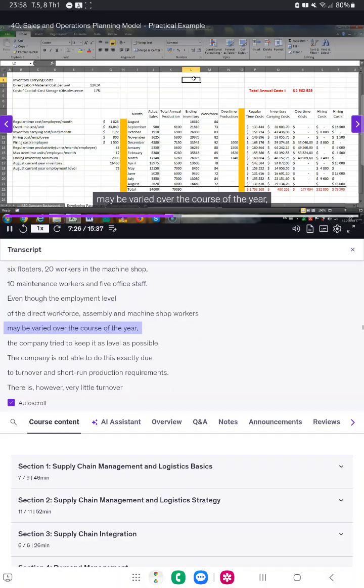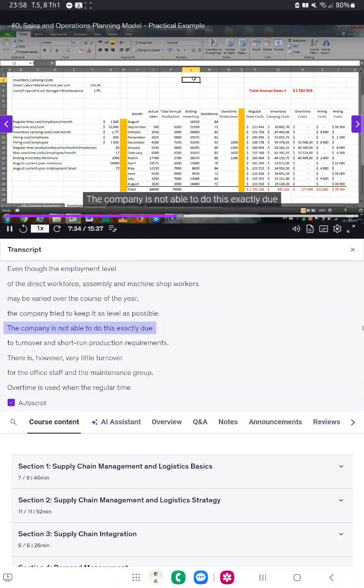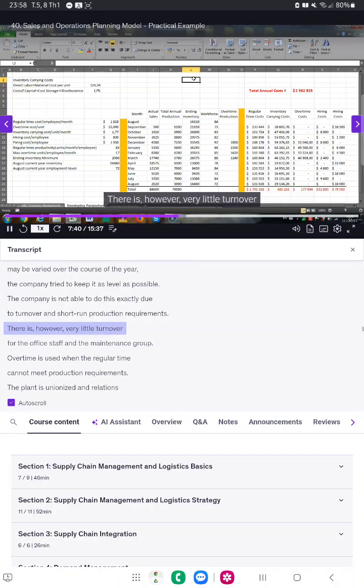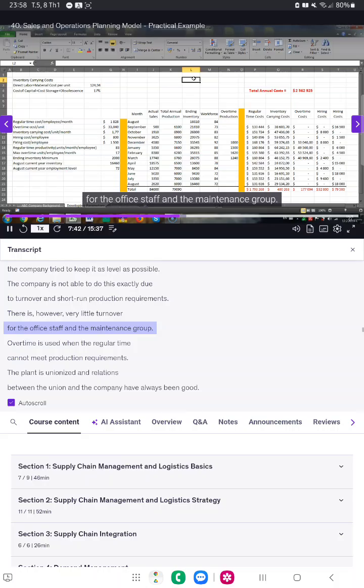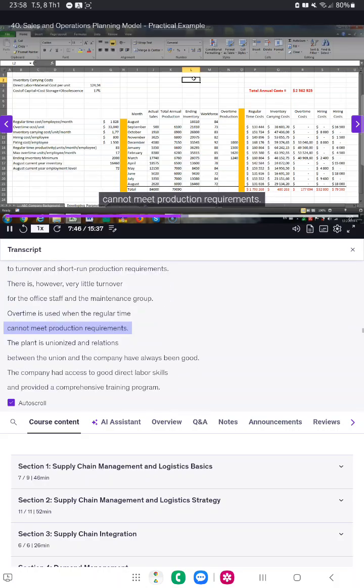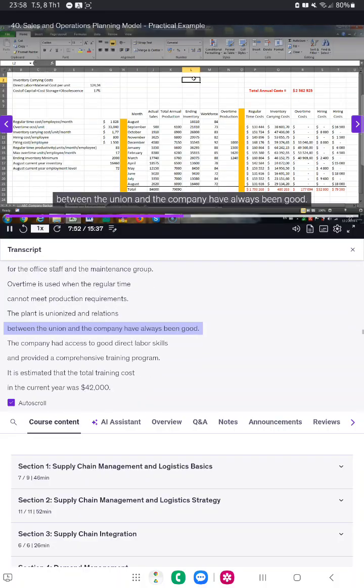Even though the employment level of the direct workforce, assembly and machine shop workers, may be varied over the course of the year, the company tried to keep it as level as possible. The company is not able to do this exactly due to turnover and short-run production requirements. There is, however, very little turnover for the office staff and the maintenance group. Overtime is used when regular time cannot meet production requirements. The plant is unionized, and relations between the union and the company have always been good.